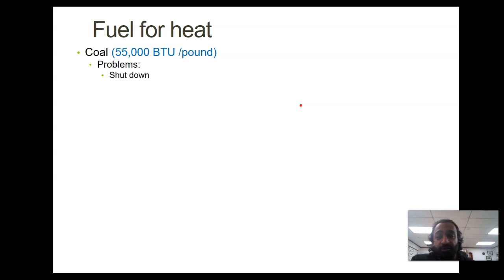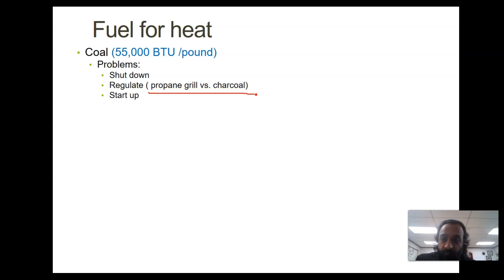Problems: shutting down and starting is a big problem. How to regulate coal for heat? It's a little bit difficult, much more involved than using propane. I was giving the example of comparing a propane grill to charcoal. With propane, you can lower and turn up the heat. Meanwhile, with charcoal, you have to add more charcoal or dampen the heat and so on.